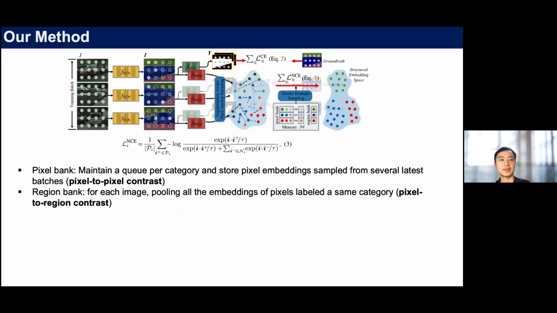In addition, we build two memory banks for the method. The first one is the pixel bank. It maintains a queue per category and stores pixel embeddings sampled from several latest batches. The second one is the region bank. For each image, we will pull all the embeddings of the pixels in a region and store them in the bank. The two memory banks actually will contribute two kinds of pixel contrast. The first one is pixel to pixel contrast, and the second one is pixel to region contrast.